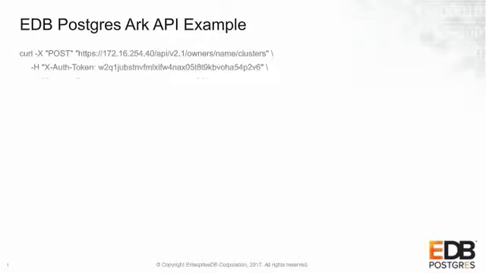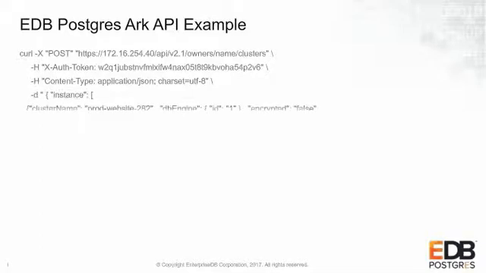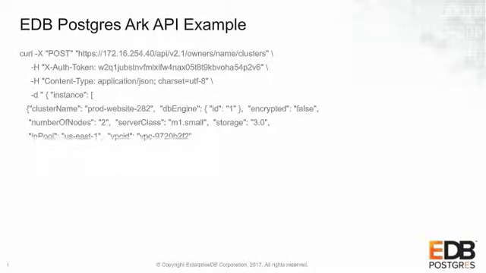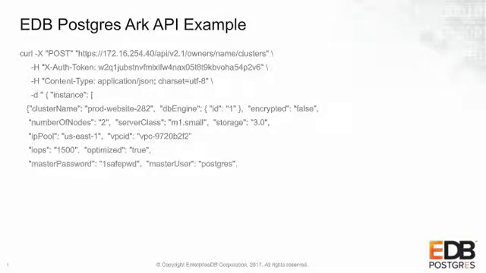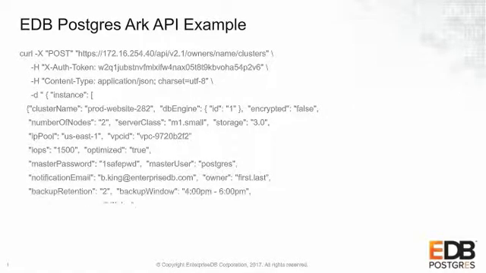Here is an example of an API call that can be used to start a new cluster. Curl is being used to call the Ark API URL using POST to transmit the instance command along with a security token and the new instance specifications encapsulated as JSON text.